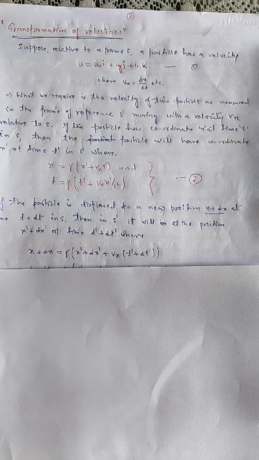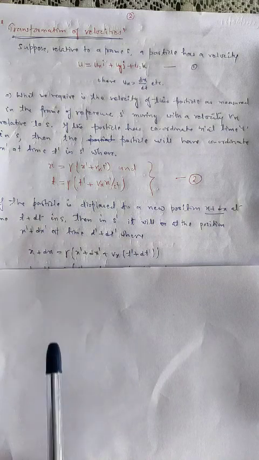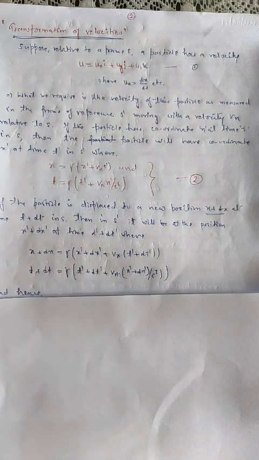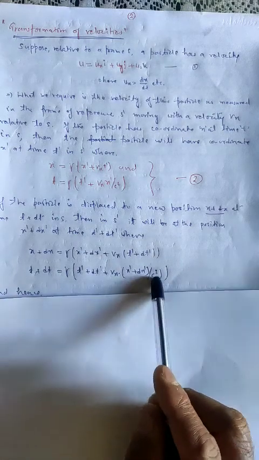Now suppose the particle is displaced to a new position with a small displacement dx. Then its coordinates are x plus dx and time will be t plus dt in inertial frame S. Then in inertial frame S prime, it will be at a position x prime plus dx prime at a time t prime plus dt prime. In a similar fashion, this x plus dx we could represent with the help of the Lorentz transformation. In the same fashion, this time t plus dt is equal to gamma of t prime plus dt prime plus vx times x prime plus dx prime divided by c square.